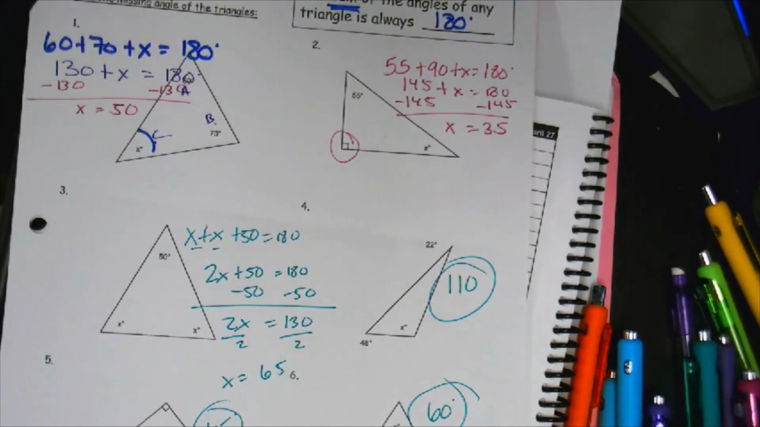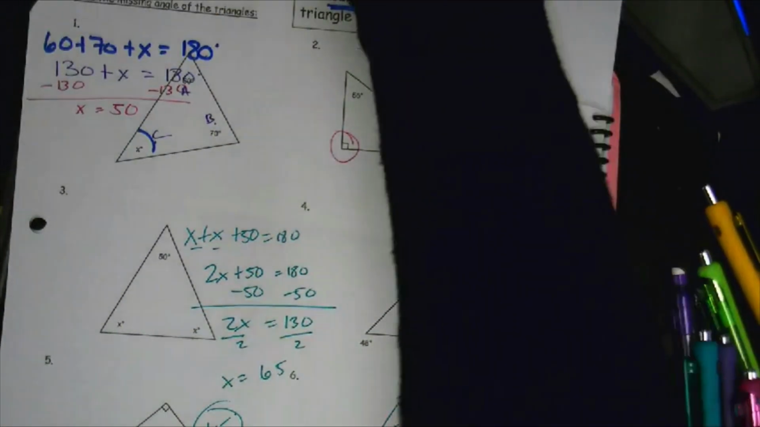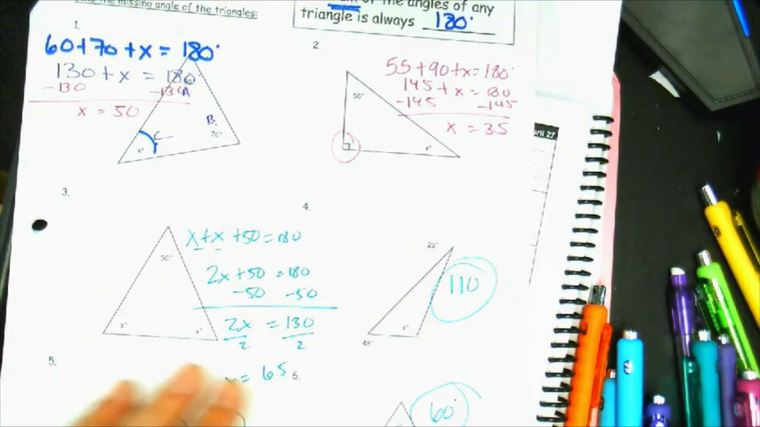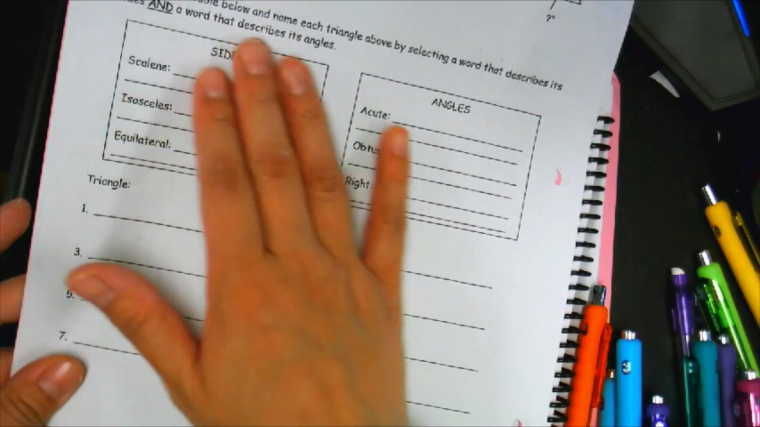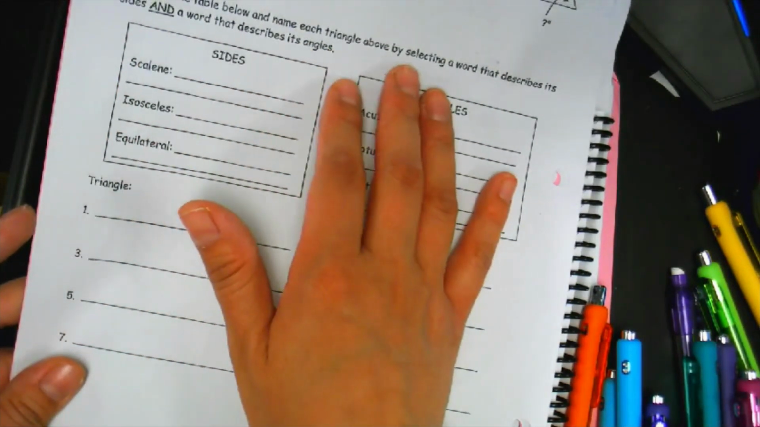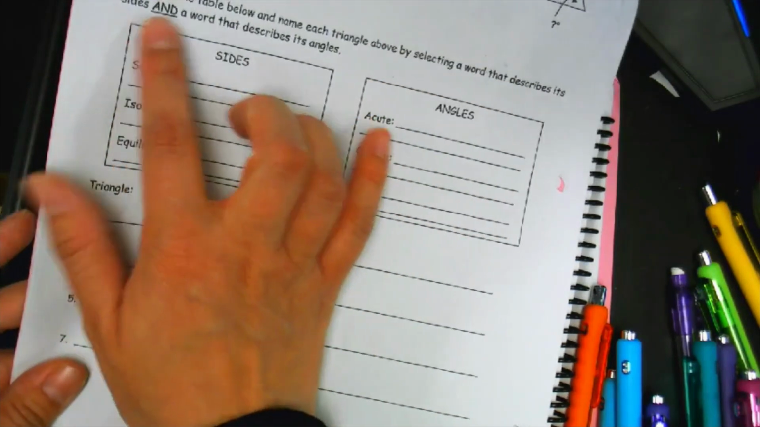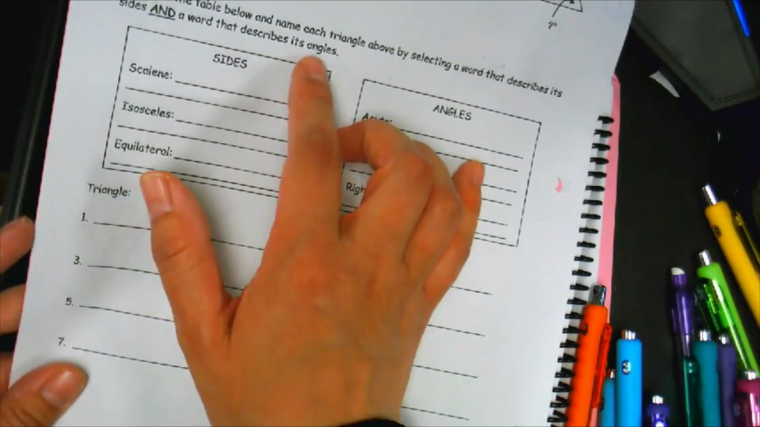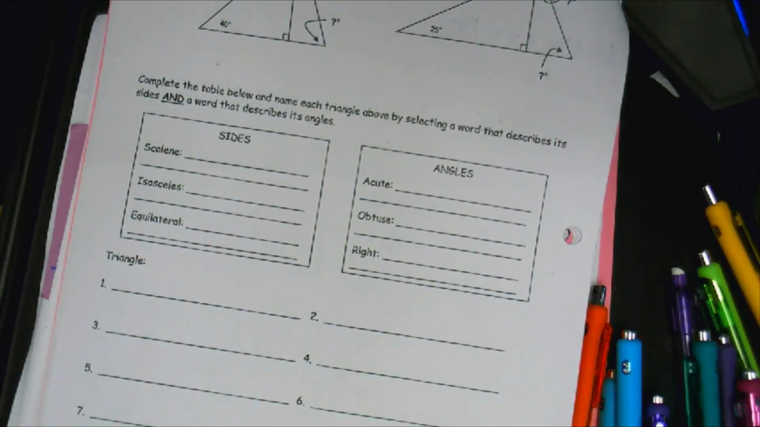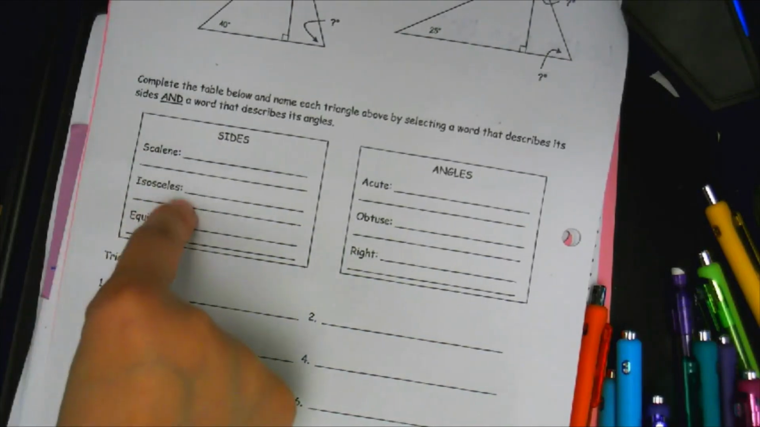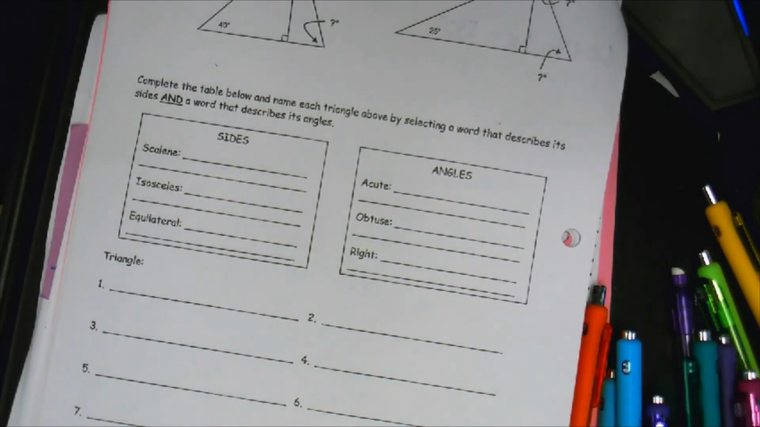Pause on this. So we solved for x. Everyone's happy. What they want us to do on page 9 at the bottom is complete the table below and name each triangle above by selecting a word that describes its sides and a word that describes its angles. Your choices are scalene, isosceles, equilateral. Which one do we know right off the bat?